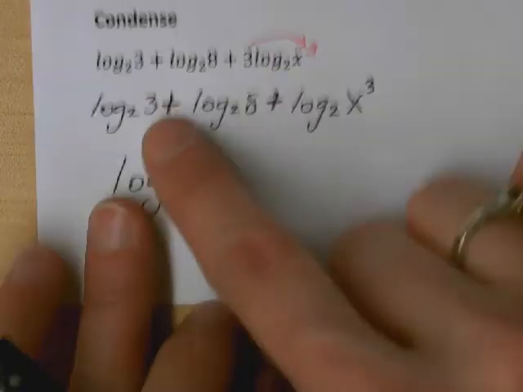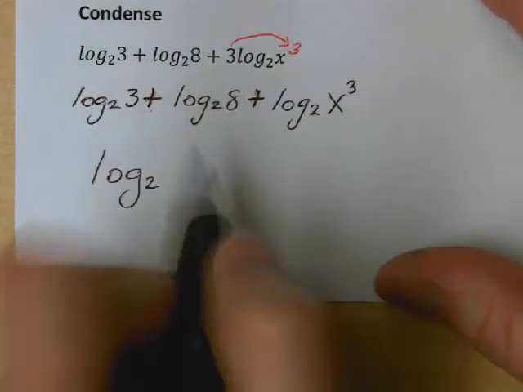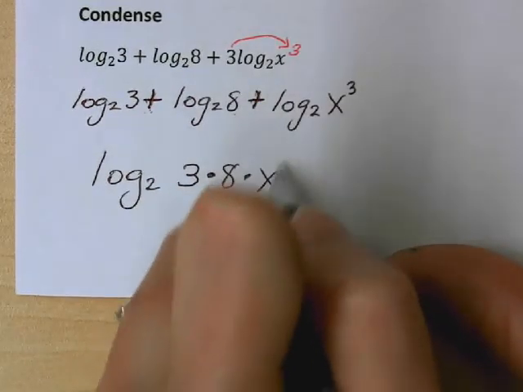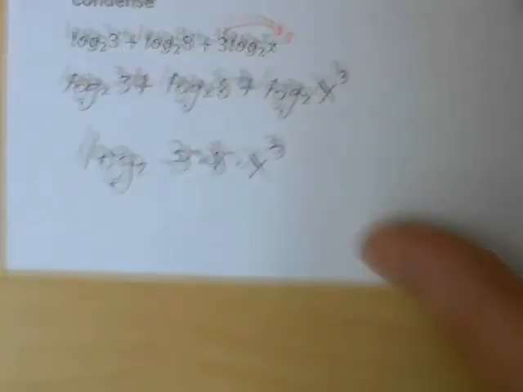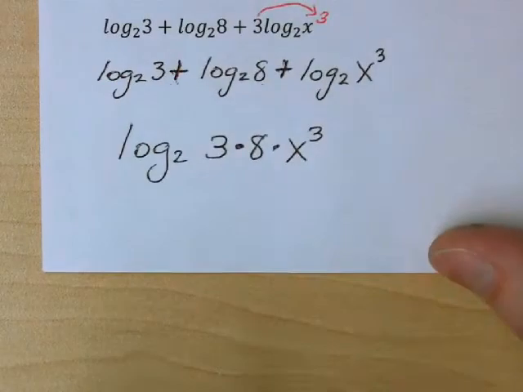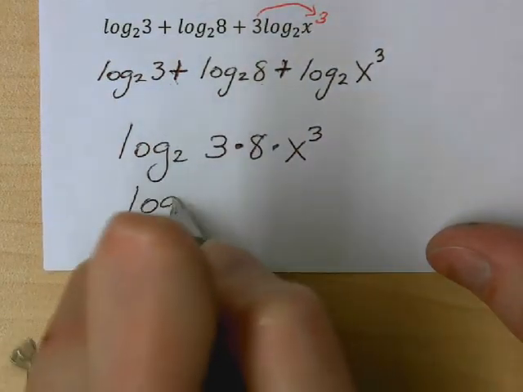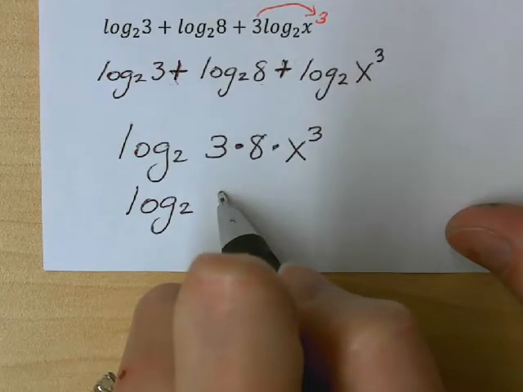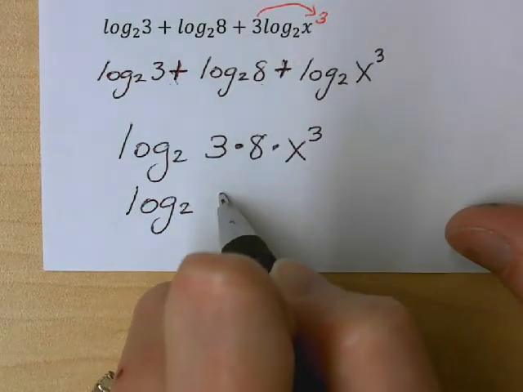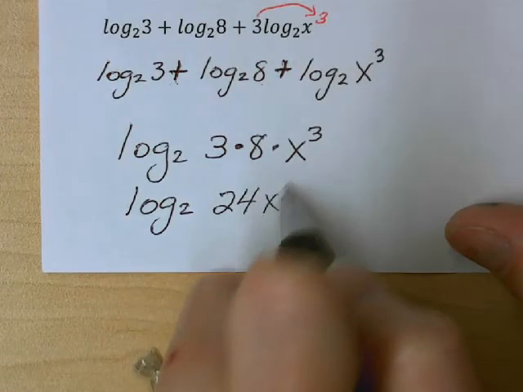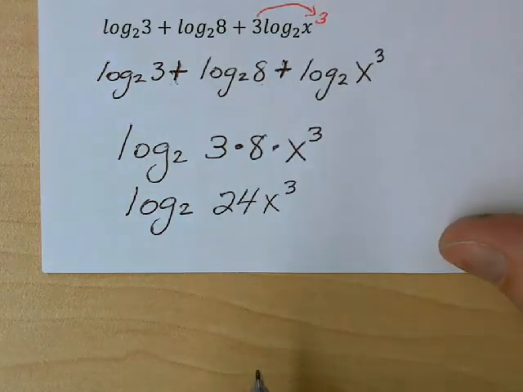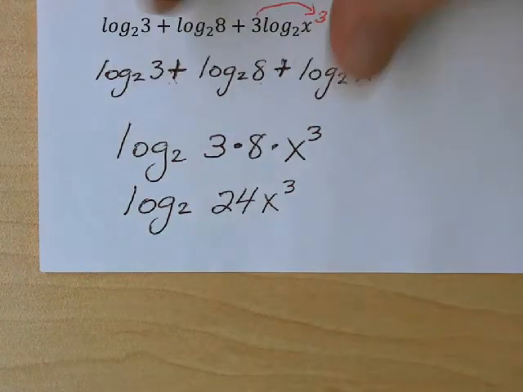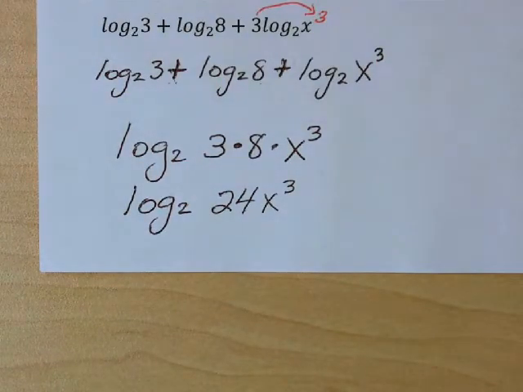So the 3 and the 8, you're actually going to multiply them together. It's going to be 3 times 8 times x to the third. And you can times 3 and 8 together. What do you think the final answer is then? What's 3 times 8? 24. So it's 24x to the third. Yeah, so with addition, when you put it together, you times.